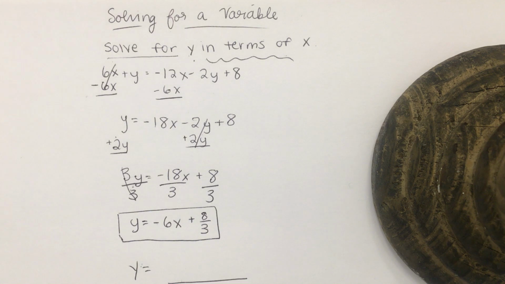So again, this answer isn't as pretty as when we're solving for a variable and getting something like y equals 5 or y equals 10. But what we have done is taken this initial equation and rearranged it so that we have solved for y. And in terms of x means we are defining y based on whatever x equals.